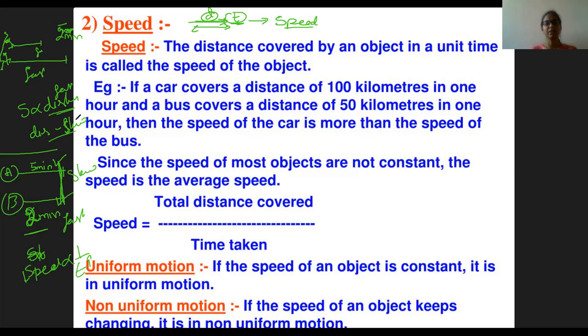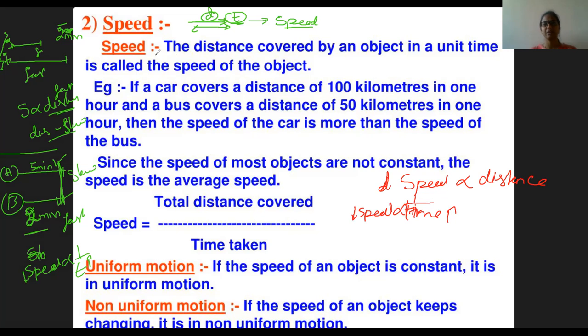So combining distance and time, you can write: speed is directly proportional to distance traveled. When the distance traveled is more, speed is more, and speed is inversely proportional to time, so we write 1 by time. If the time taken is more, speed will be less, like that.